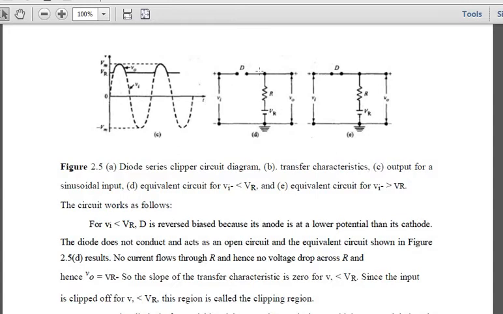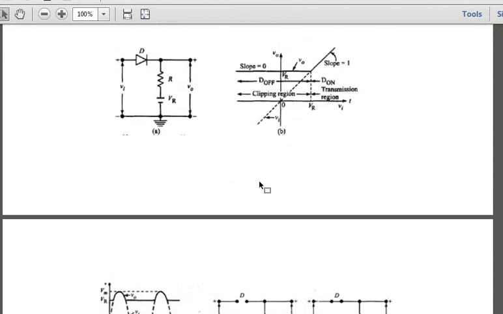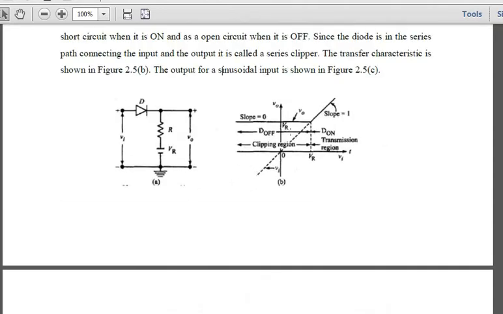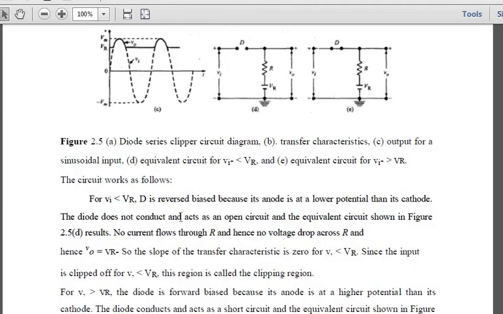Since there is no current over here, your output V naught will be equal to VR. Yes or no? So there is no current flow from the input Vi, so your output voltage V naught is equal to VR. So the slope of the transfer characteristic is 0 for Vi less than VR. So here it will be 0 for Vi less than VR. So that is the condition.